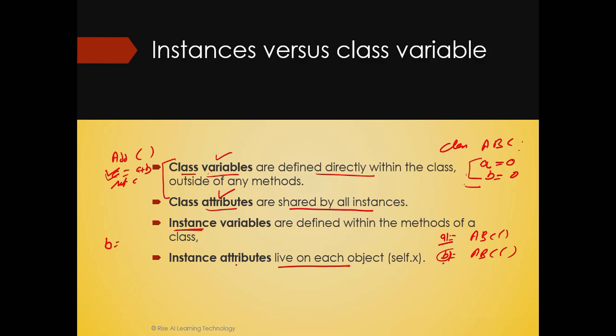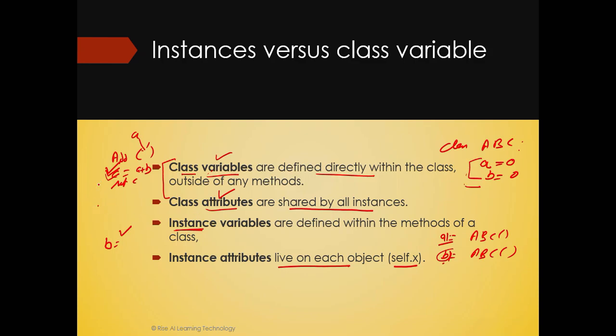Instance attributes live on each object, self.x. Whatever object it is using, it is associated to that. If I am passing the object here, it can be used there, and if I am passing the object there, it can be used here. But the data cannot be shared. We will cover this example also there.